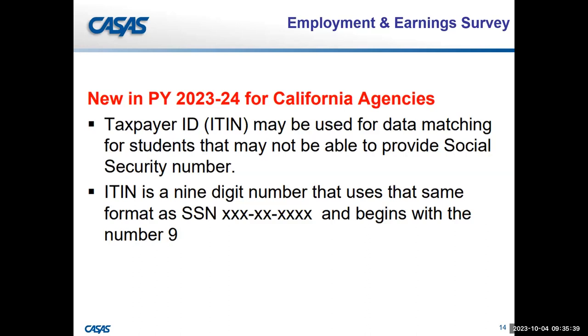But either way, if you have students that do not have SSN but do have taxpayer ID, it's still helpful to provide that. There is a new field in TE to put it in, and it will help with that data match, and it will exempt the student from the employment and earnings survey the same way it exempts students that provide Social Security number. The second bullet is, it looks just like an SSN, but it begins with the number 9.